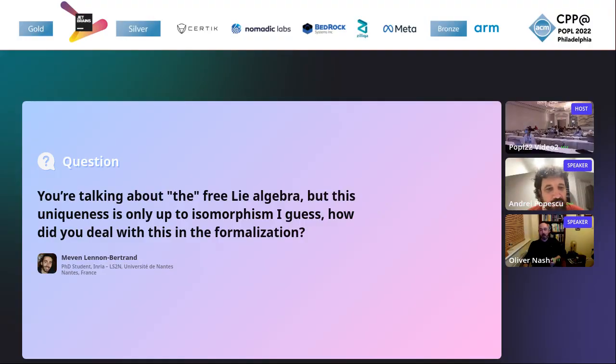Right. So how did I deal with this? Sorry for the bureaucracy. Let me just read it first aloud. So you're talking about the free Lie algebra, but this uniqueness is only up to isomorphism, I guess. How did you deal with this in the formalization? All right. Mathematically, because this object only exists up to isomorphism, any mathematical statement about it that you want to make only ever needs it up to isomorphism. So you build it with a particular definition, which I even sketched. It's a quotient of some other algebra, and then you prove that this particular construction, which you don't care about, has this universal property, and that's all you ever actually use. So any mathematically meaningful statement that you want to make only ever needs the universal property. But you're absolutely right though. That question is sitting there in the background, but it's just kind of standard. That phenomenon exists in informal mathematics to the same extent.